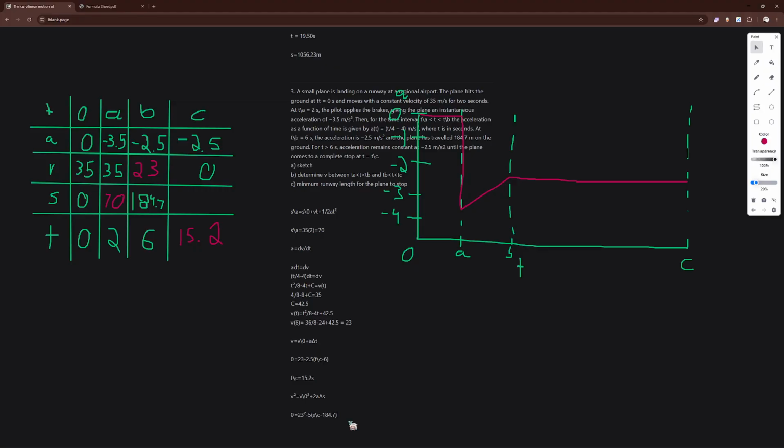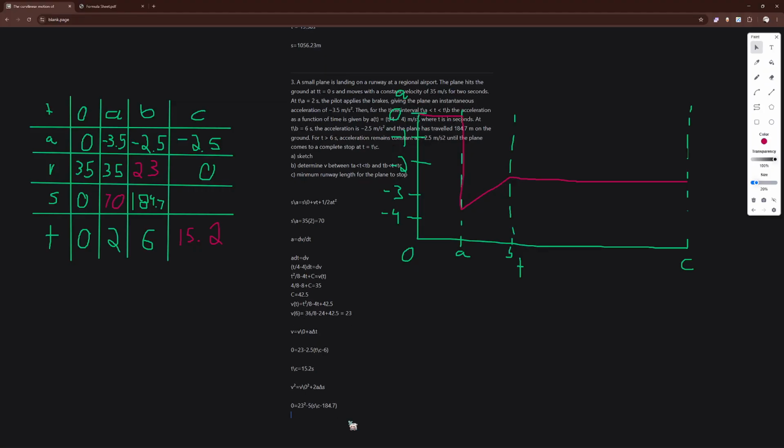Solve for this. You go plus 5 of this term, divide by 5 on both sides. 23 squared divided by 5 is whatever, 529, plus 184.7, which gives you an sc, which is equal to 290.5. I'm not going to round it, actually. I don't want to. 290.5. Okay? And that is our table filled out.